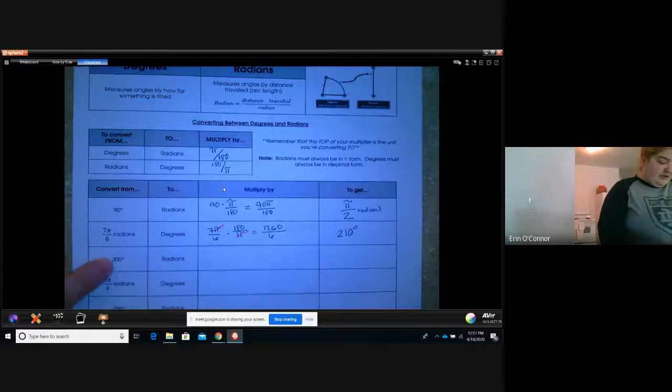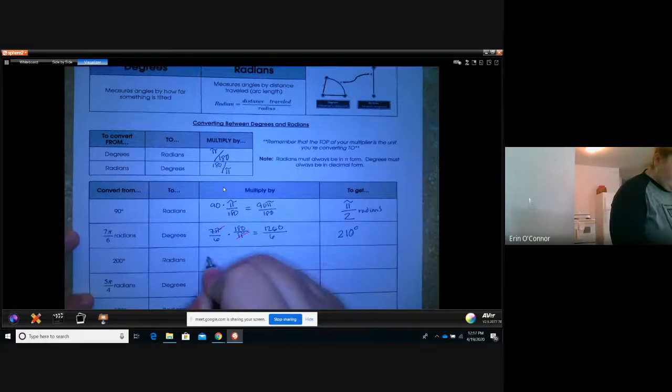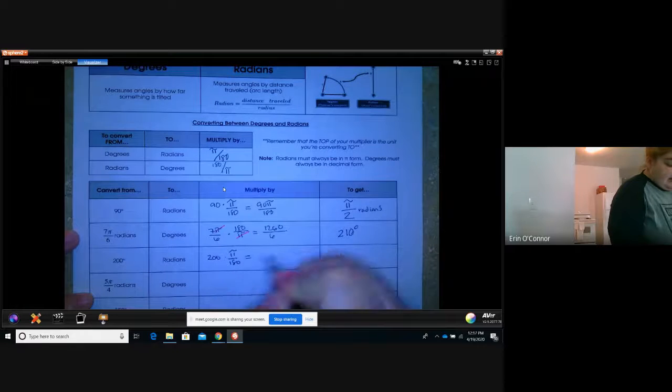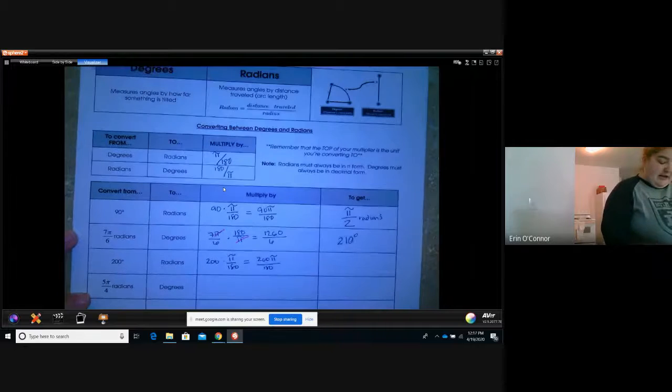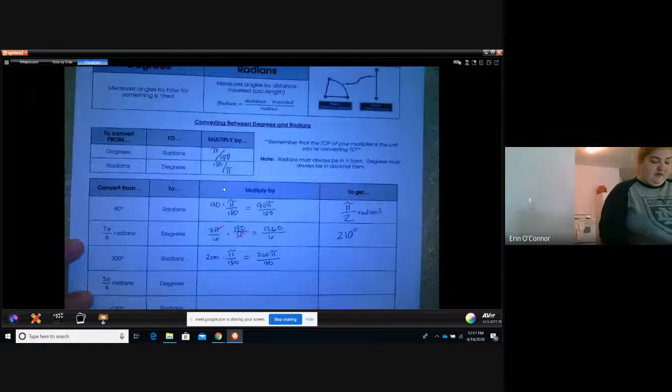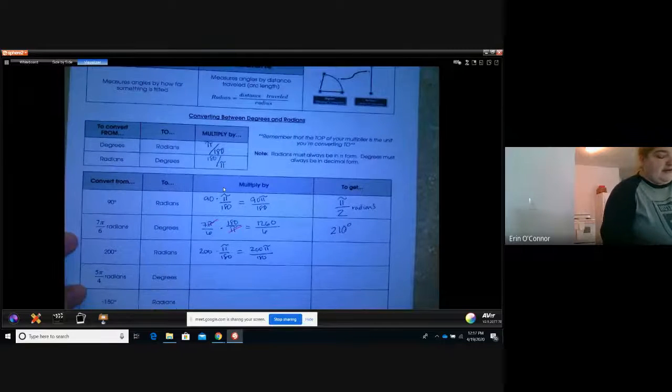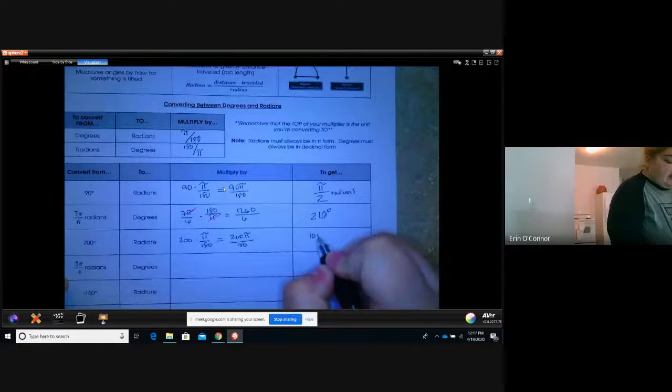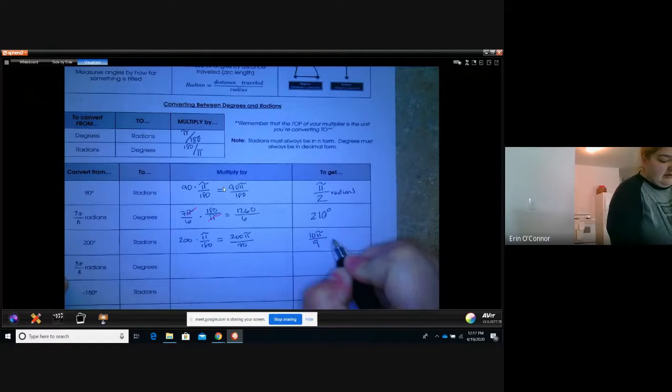Okay, we're going to go from 200 degrees to radians. So we're going to multiply by pi over 180. And we get 200 pi over 180. And when you reduce that, if you do it in your calculator, remember do 200 over 180 and then press math, enter, enter to get the fraction. You get 10 pi over 9 radians.